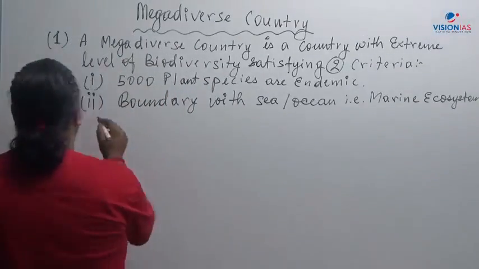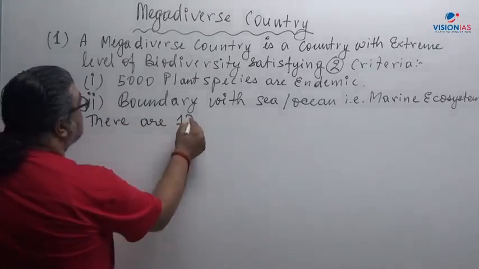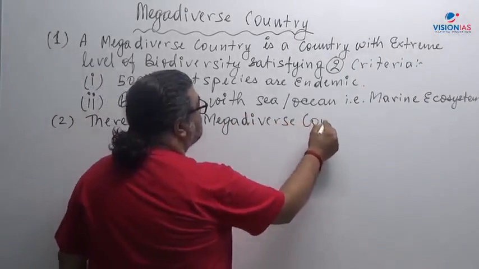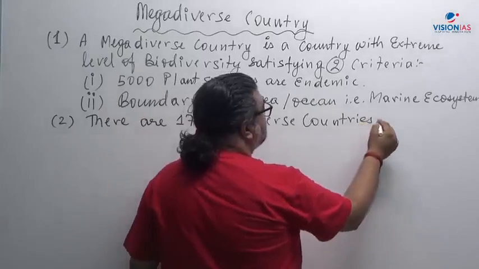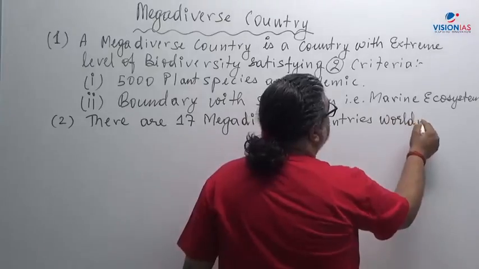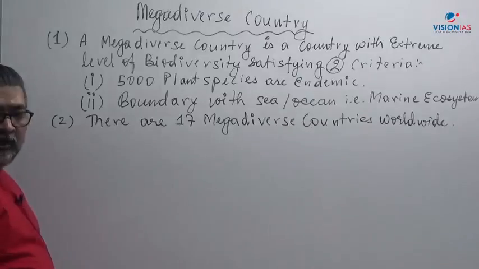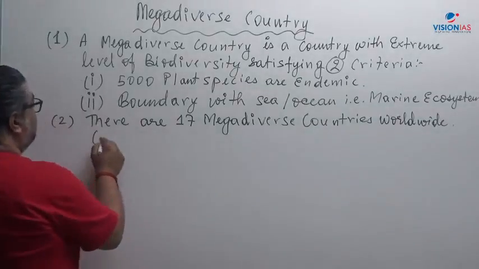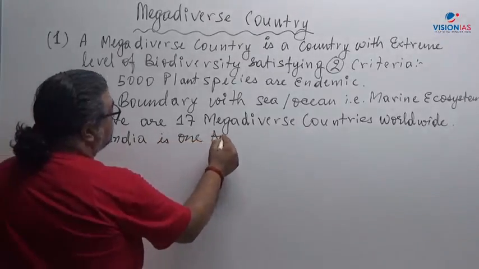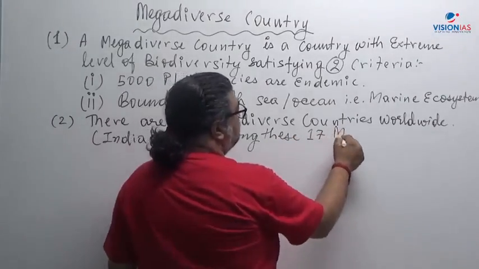So there are 17 mega diverse countries worldwide. 17 of them have been qualified. India is one among them, right? India is one amongst these 17 mega diverse countries.